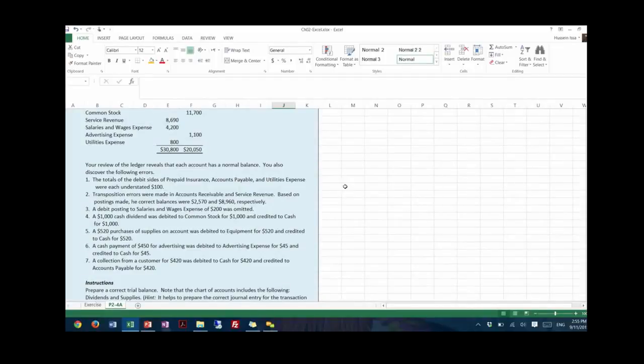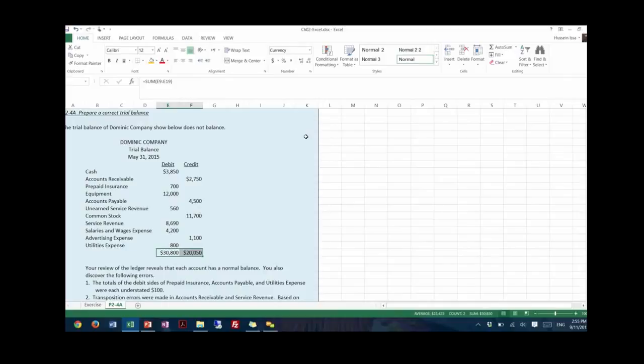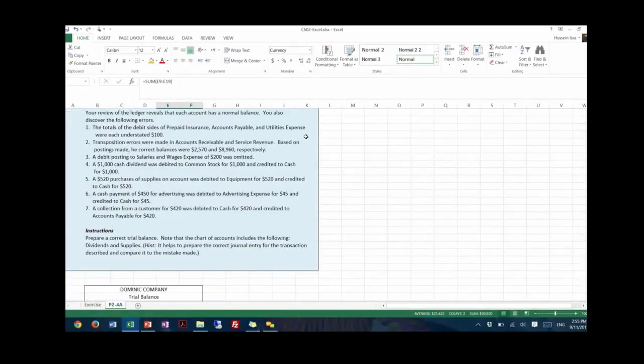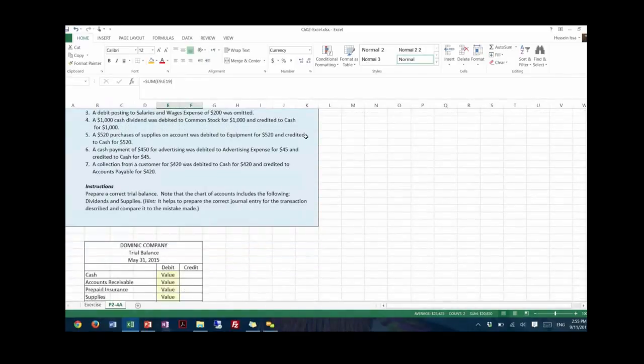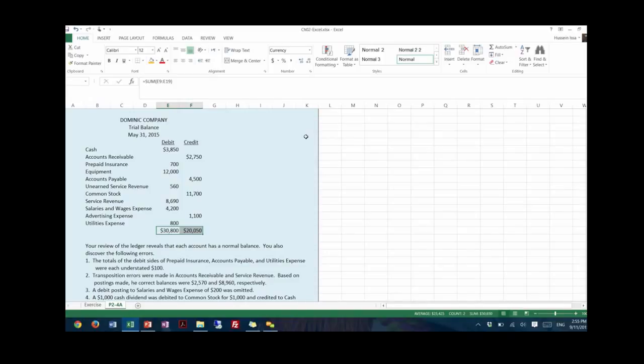This is another one that I wanted to show you, and I'm almost certain that you will have a problem like that in the exam and the homework. This is where you have a trial balance that does not really balance. So you ended up with certain numbers, and then you know that there were certain mistakes. In this case, they will ask you to prepare the correct trial balance. So cash. They said originally that it was 3,850. You start from that point and you start making corrections.